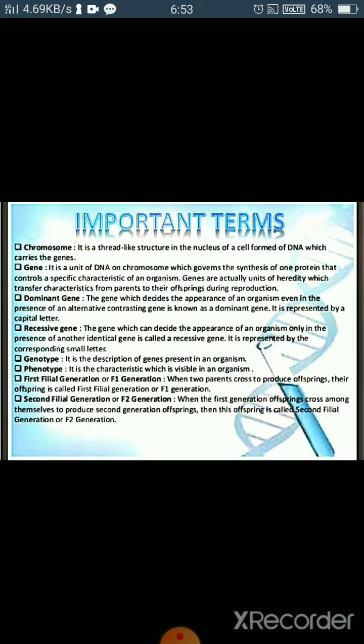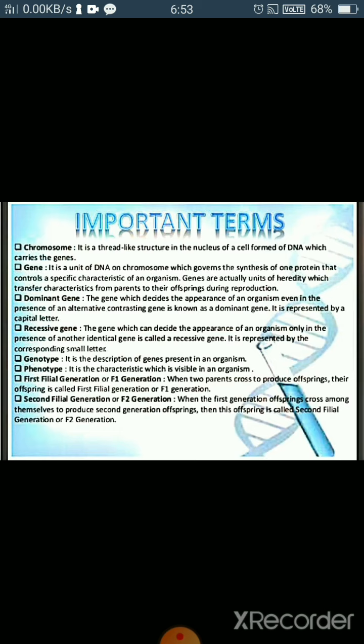Now, the dominant gene. What is a dominant gene? The gene which decides the appearance of an organism. As we all know, we have genes from both the parents, mother and father. But the gene which decides the appearance of an organism, meaning it is in large quantity, or we can say dominant in its presence, is represented by a capital T. Another is called the recessive gene, which is less in quantity.